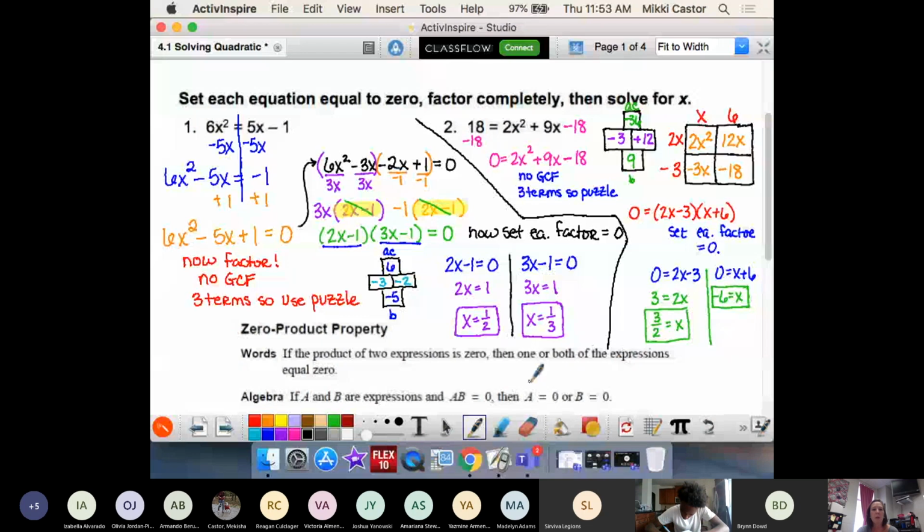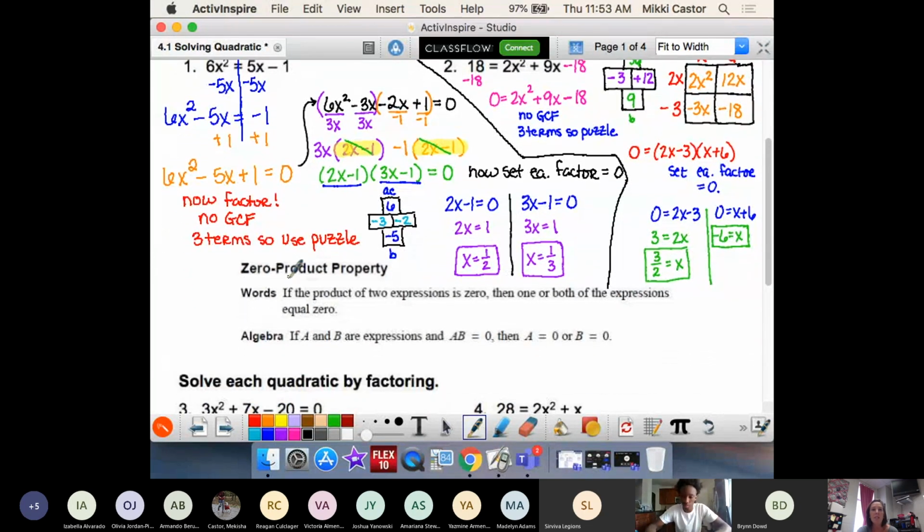So the zero product property is the property we've actually been using, which basically just says if the product of two expressions is 0, then one or both of them has to equal 0. If there's a variable in there, you use that to help you solve the variable. We had two things multiplied together to equal 0, so we made them equal to 0 separately. That's all the zero product property is telling us. So from here to here is your zero product property.